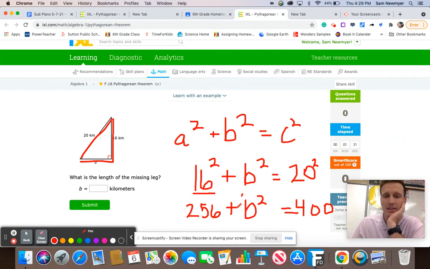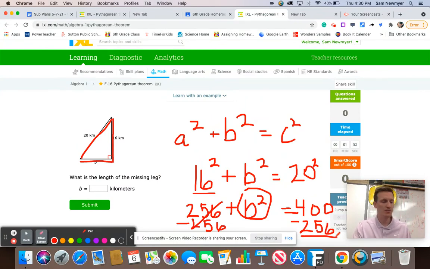Well, I've got to get this by itself, so I'm going to minus 256. I'm going to run out of room here pretty shortly. And then minus 256 from 400. When I do that, 400 minus 256 equals 144. So I have b squared equals 144. But I don't have b by itself yet, because I still have my square here.